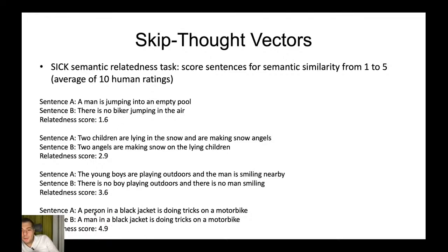For high relatedness scores, the sentence is an alternative way to express the same thing or the same idea. So in this case, a person in a black jacket is doing tricks on a motorbike, or a man in a black jacket is doing tricks on a motorbike, has a relatedness score close to 5. So the score is exactly 5 if the sentences are identical, and the score is 1 if they have no words in common.